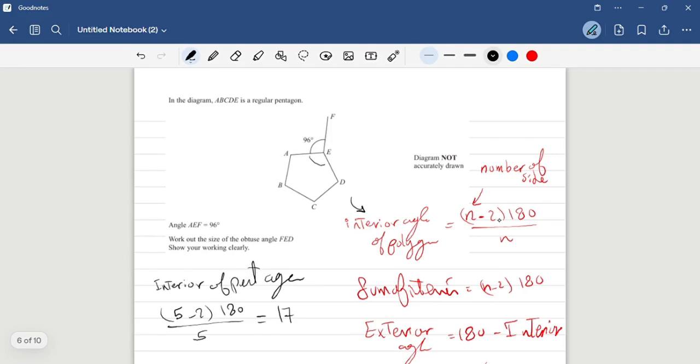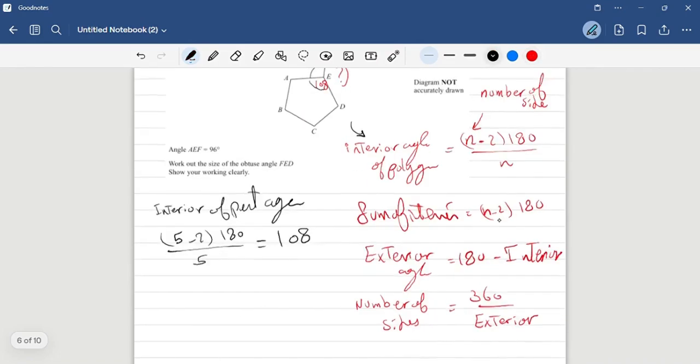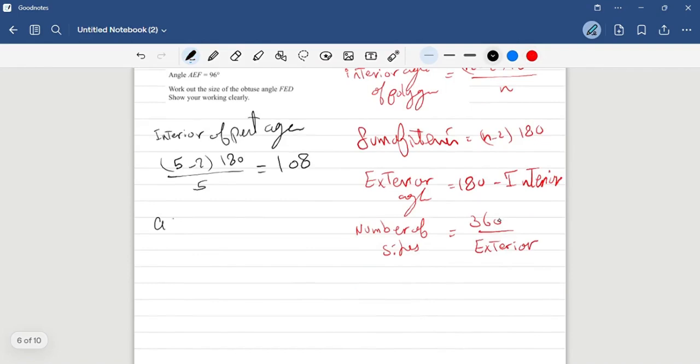So this equals 108, now I have this. Let's try. This is 108. This is 96. How can I figure out this angle? Of course, I know the rule: the accumulative angle around one point equals 360, right?